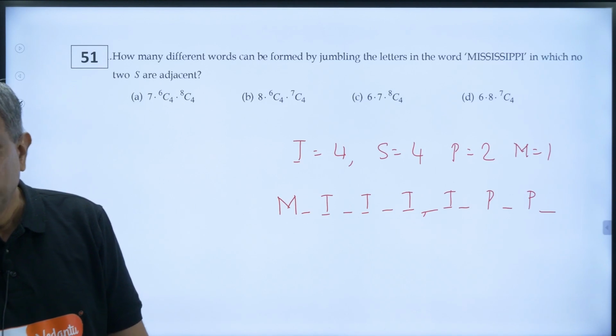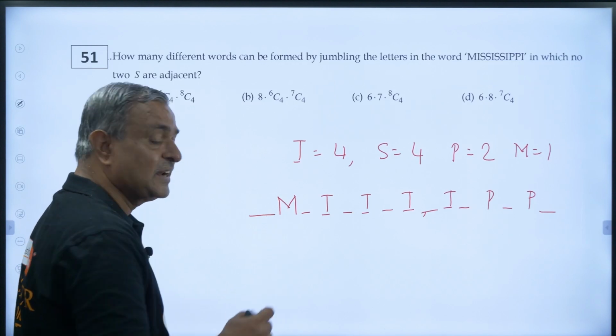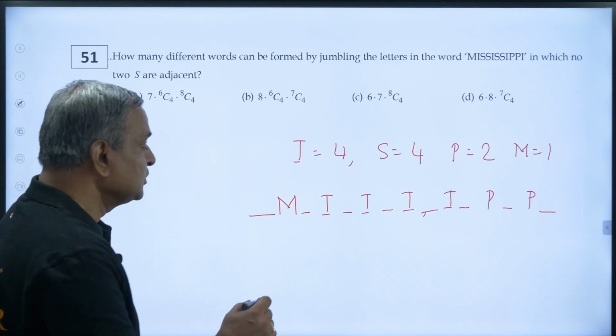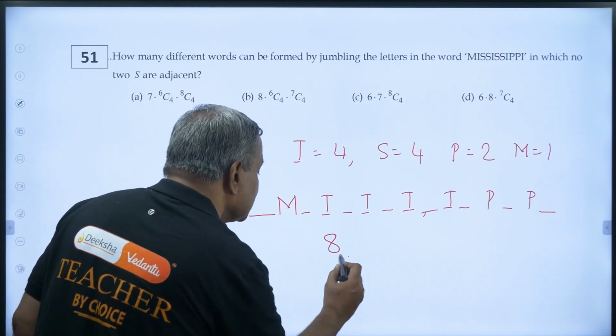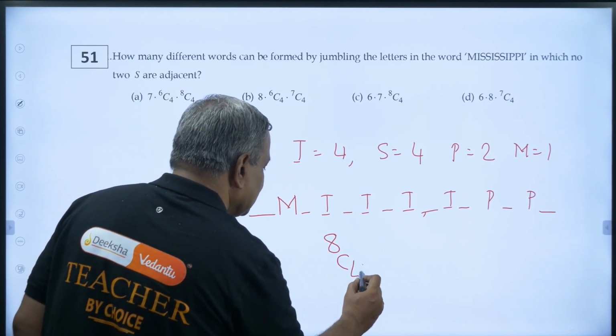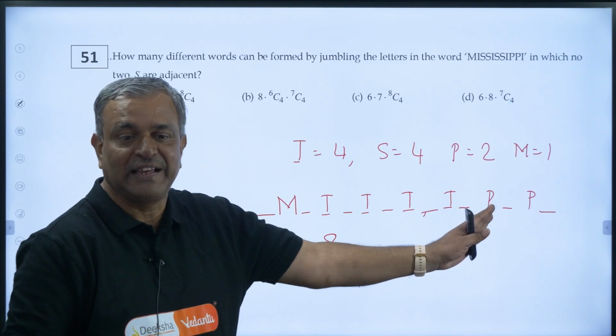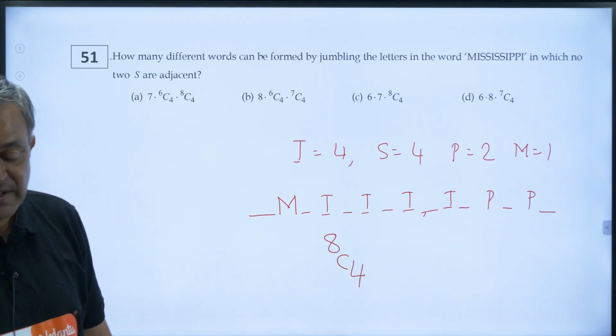Okay. So required. There are 7 places you can put it. Oh, sorry, I forgot one here. There are 8 places where you can put S. So 8 C4. How many S are given to you? There are 4 S. So 8 C4 is that one.